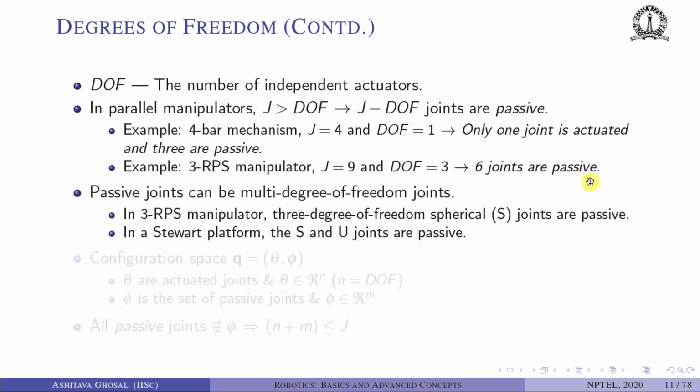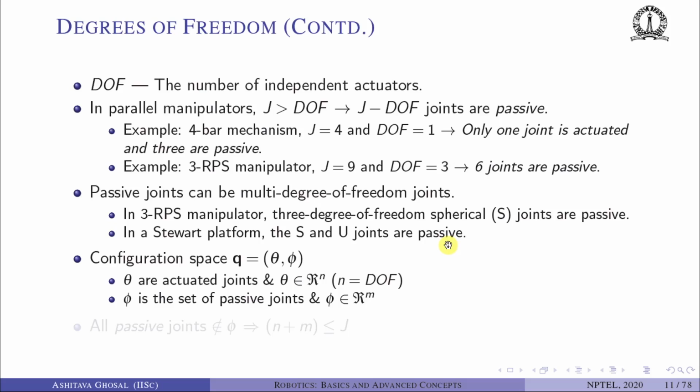So these passive joints can be multi-degree of freedom joints, as I have mentioned, because we don't need to put actuators to implement a multi-degree of freedom joint. So in the 3RPS manipulator, the 3-degree of freedom spherical joints are passive. In a Stewart platform, the U and the S joints are passive.